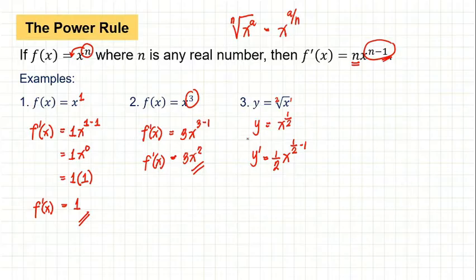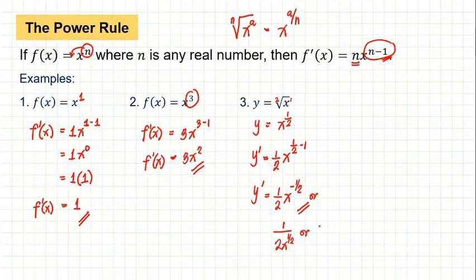So from that, simplifying, y prime will now be equal to 1/2 times x to the negative 1/2, since 1/2 minus 1 is negative 1/2. And you can have this one as your final answer. Okay? This is also equivalent to, or we can have it as, if you want your exponent to be positive, we will just take the reciprocal of this term, x to the negative 1/2, and your exponent will become positive. So from negative 1/2, magiging positive siya. So you will have 1 over 2x to the 1/2.